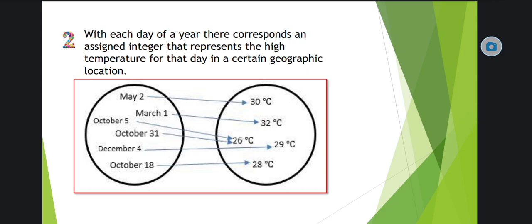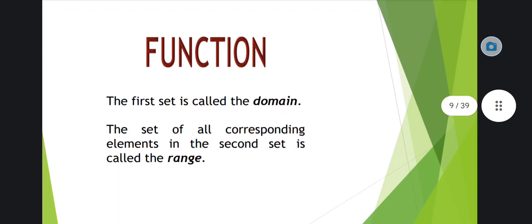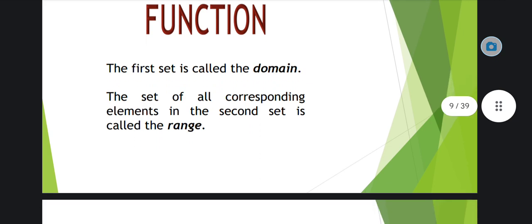Next, we have here this one. Look at the domain. What is the domain? The days: May 2, March 1, October 5, 31, December 4, October 18. And they only have one partner or correspondent temperature. So May 2 has only one partner or correspondent. So it is a function, class. Basta, there is only one partner. So again, the first set is called the domain. The second set is called the range.